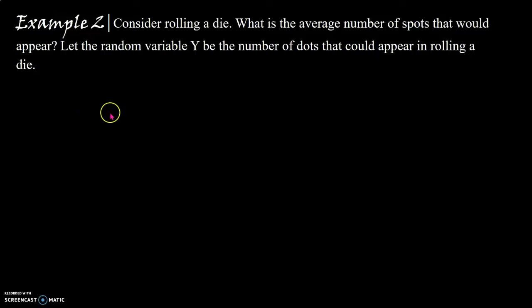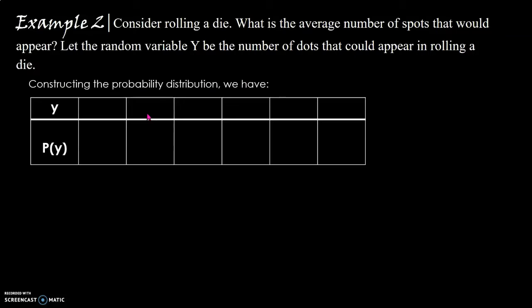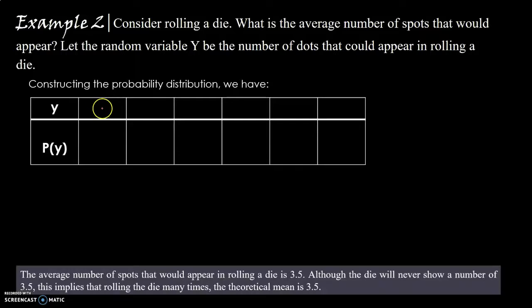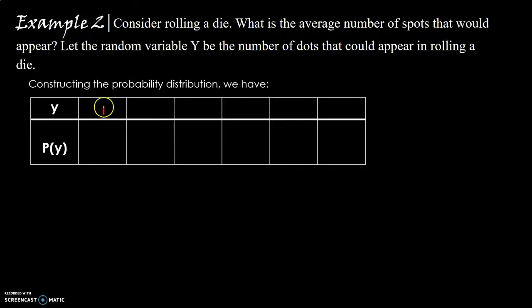So constructing the discrete probability distribution of the random variable y, we have y here and the P of y. Now, we know that when we roll a die, there are only 6 possible outcomes. And the 6 possible outcomes are 1, 2, 3, 4, 5, and 6.